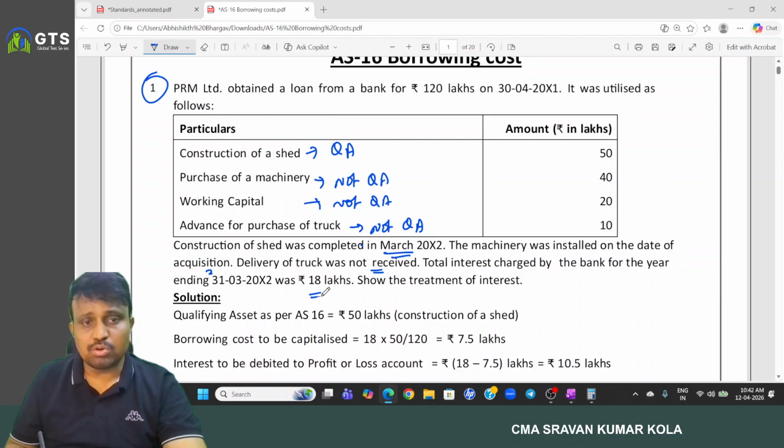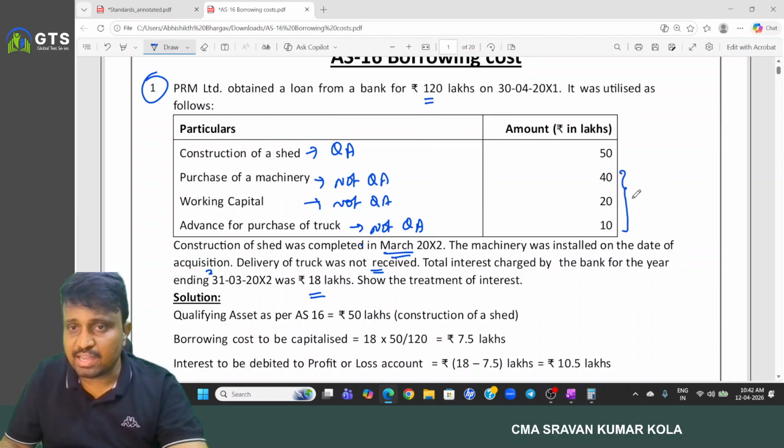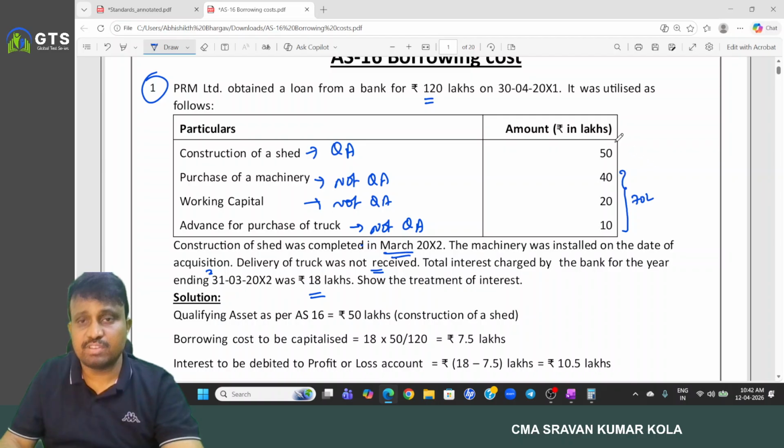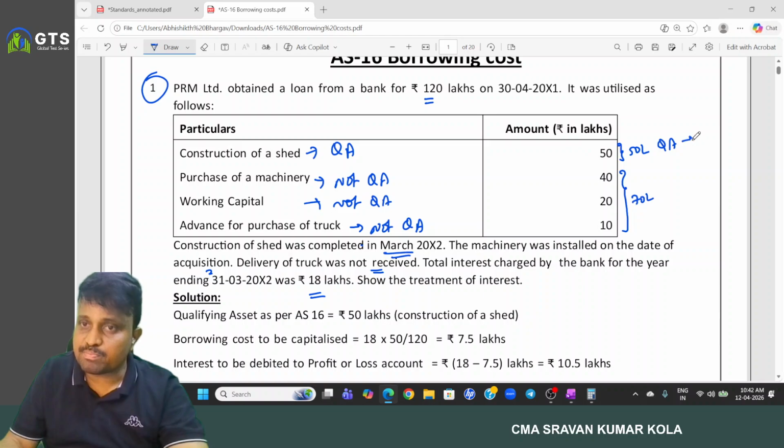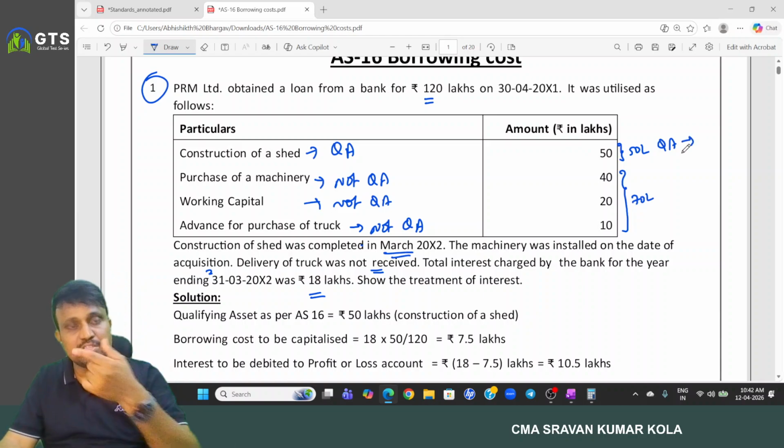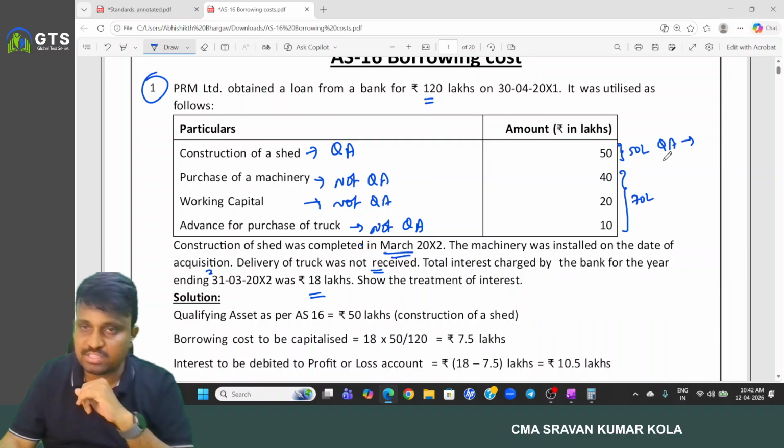Okay. Out of the total interest you paid, 18 lakhs. And what is the total borrowing? 120 lakh. Out of the 120 lakh, 70 lakh is not a qualifying asset. 50 lakh is only covered under qualifying asset. This part-related interest is only transferred and accounted as per AS-16, by adding it to the cost of the asset.